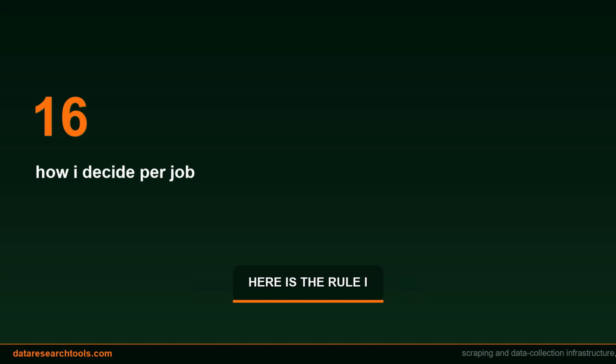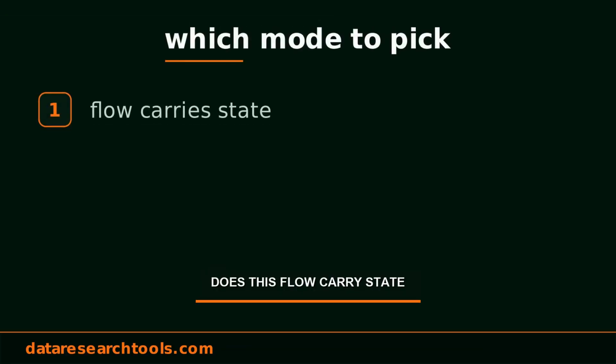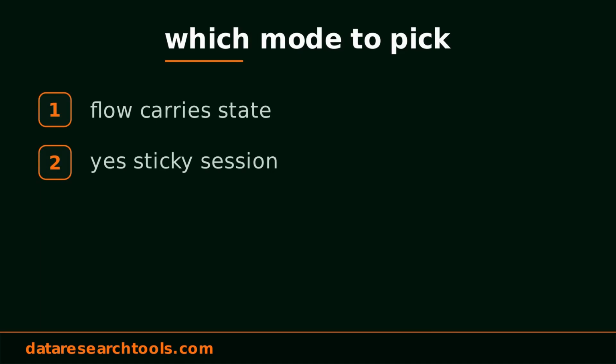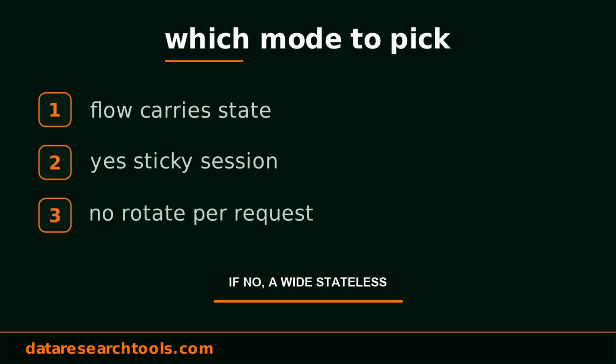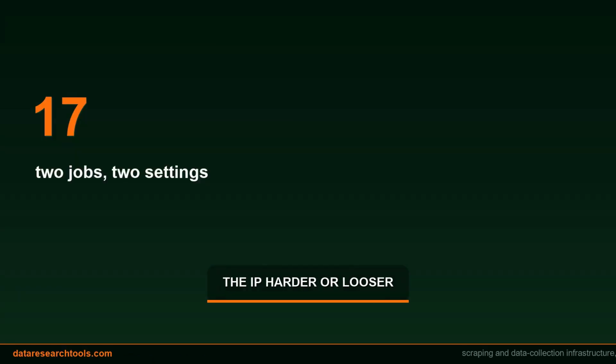How I decide per job. So here is the rule I actually run. I ask one question first. Does this flow carry state the site ties to the address? If yes, a login, a cart, anything sequential, I go sticky and I size the window to the length of the flow with a margin. If no, a wide stateless pool, I rotate, often on every request, to spread the load. Then I test on the real target, because a site can tie a session to the IP harder or looser than you expect.